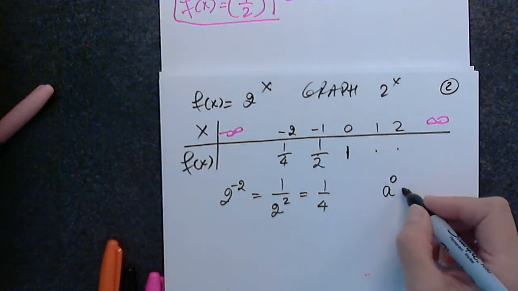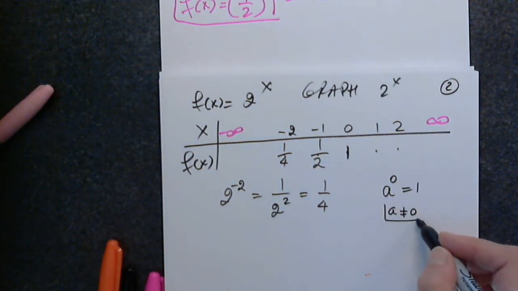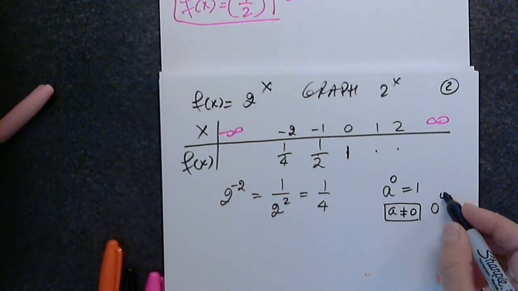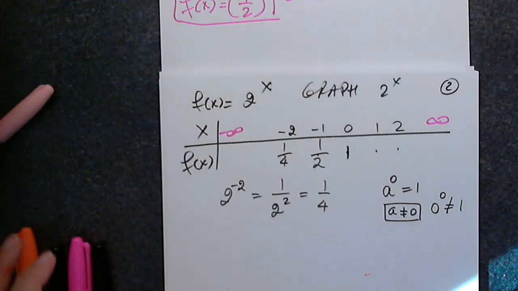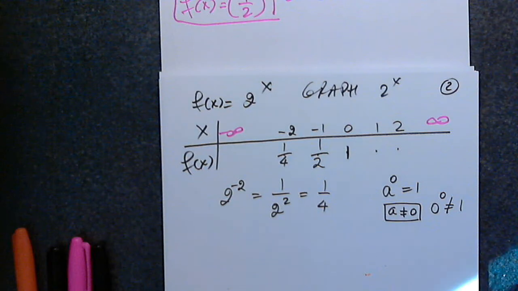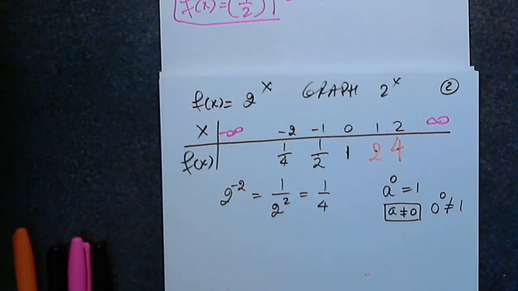So let's write this on the side again. A raised to 0 is always 1, except when a is 0. 0 raised to 0 is not 1. If you want to know what that means, you have to take my calculus class. So any number raised to 0 is 1 unless it's 0. Okay, so let's plug in 1 and we get 2. Let's plug in 2 and we get 4.